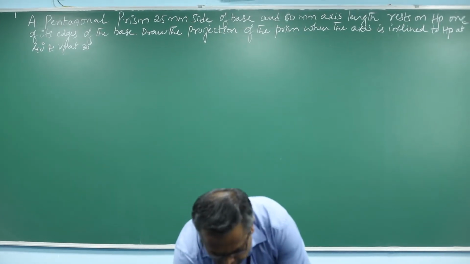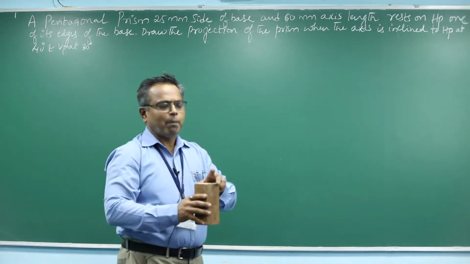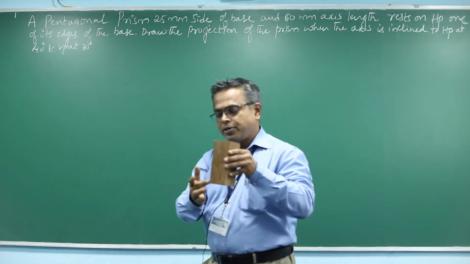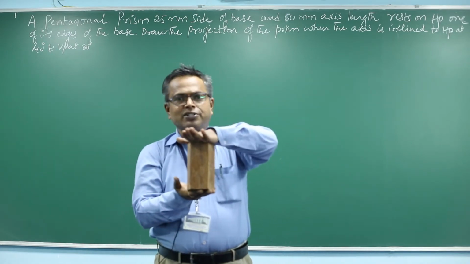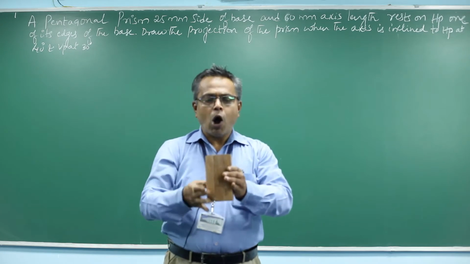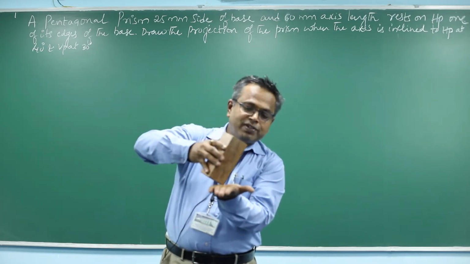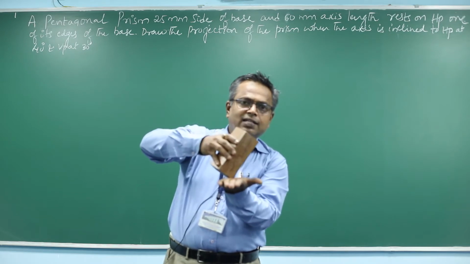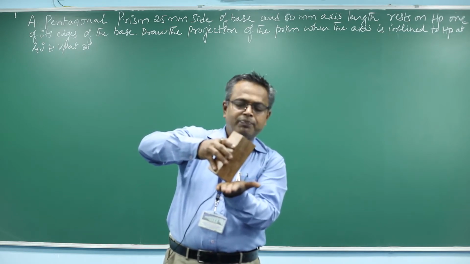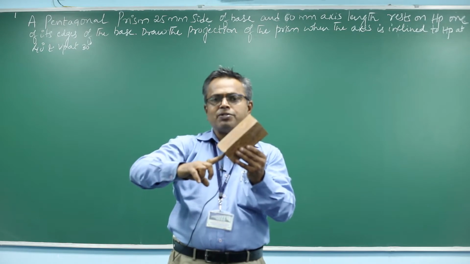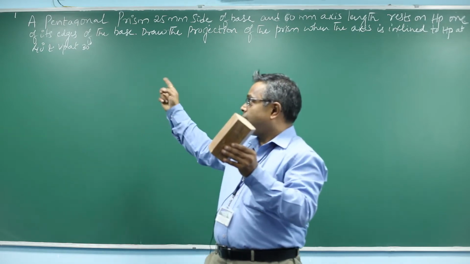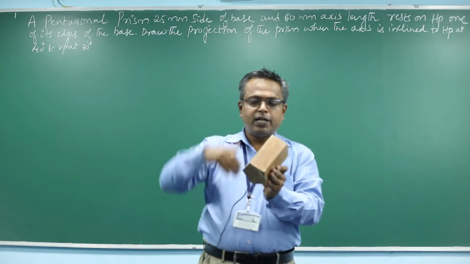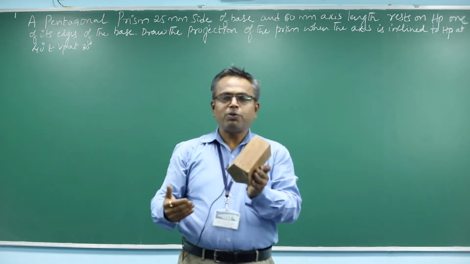See here, the problem is with respect to a pentagonal prism, where the side of base is given as 25 millimeter and the axis height is given as 60 millimeter. It is resting on HP on an edge of its base. If it is like this, it becomes a corner on its base. If it is like this, the edge is resting on HP, in which the axis of the prism is inclined to HP at an angle 40 degree and to VP at an angle 30 degree. Draw the top view and front view in this position.